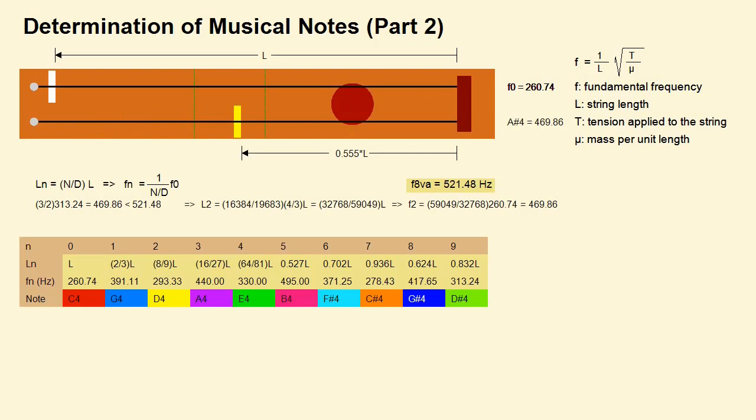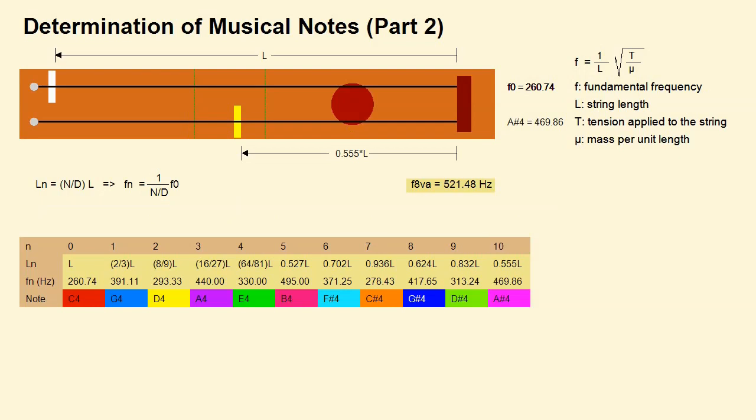This setting at 32,768/59,049 of the string length produces a joint sound of both strings that is pleasing to the ear. We will record it in the table. If we multiply the frequency of the note A sharp 4 by 3/2, we get a frequency of 704.79 Hz, which is higher than 521.48 Hz.